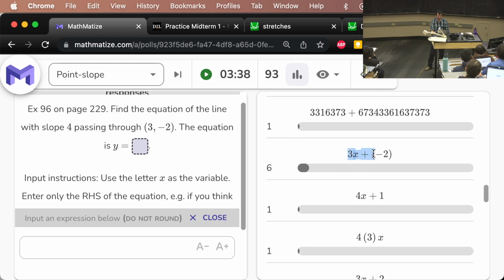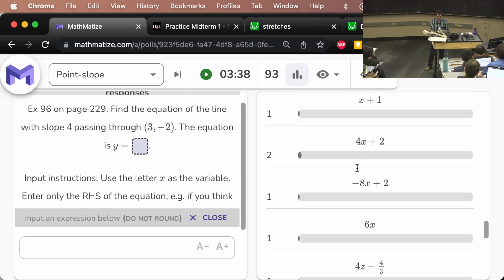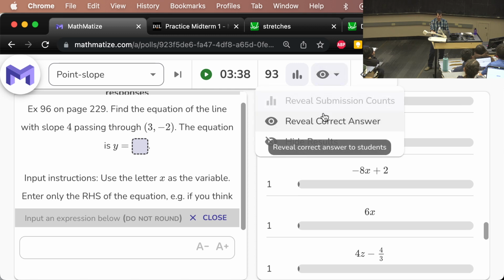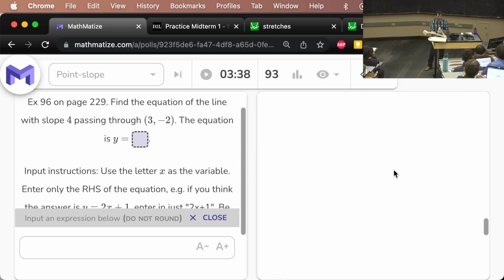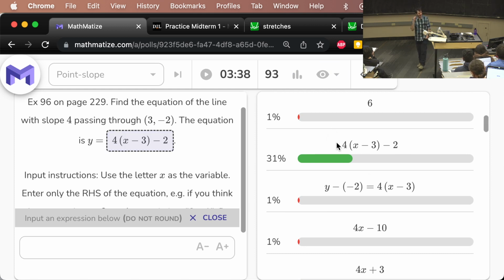Other things. 3x plus minus 2. 6 people wrote that. OK, I don't know. This one, I think you're mixing up the points and the slopes or something. OK, lots of other answers. What is the correct answer? It's the one that like 30 people had. This one. This is the correct answer. Some people obviously had the right answer but inputted it incorrectly, which is also fine.